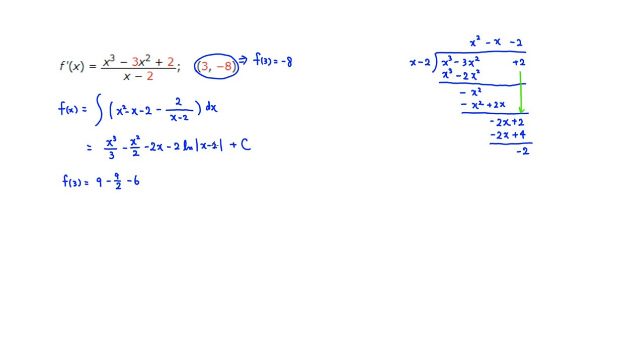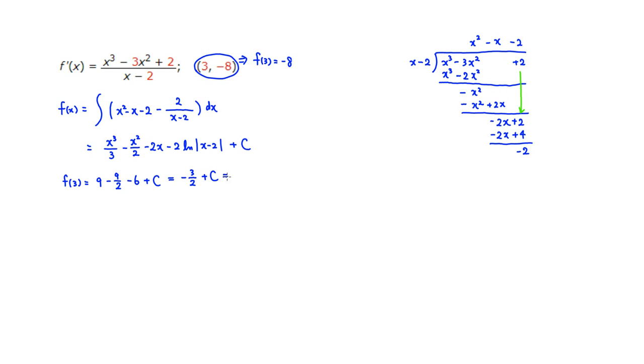Natural log of 1 is 0. So this is going to be actually 0. And then you have a plus c. So this is going to be equal to 9 minus 6 is 3. 3 is 6 over 2, and minus 9 over 2 would be negative 3 over 2 plus some constant c.